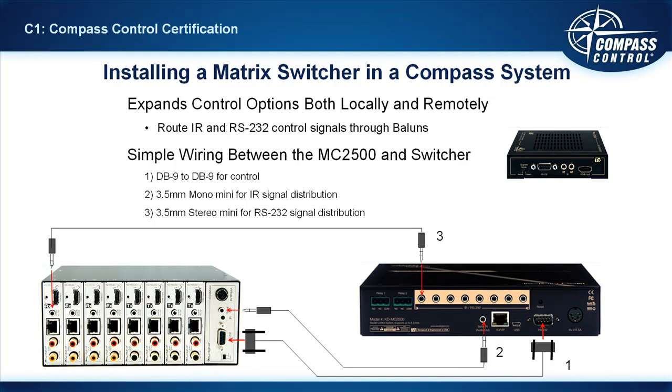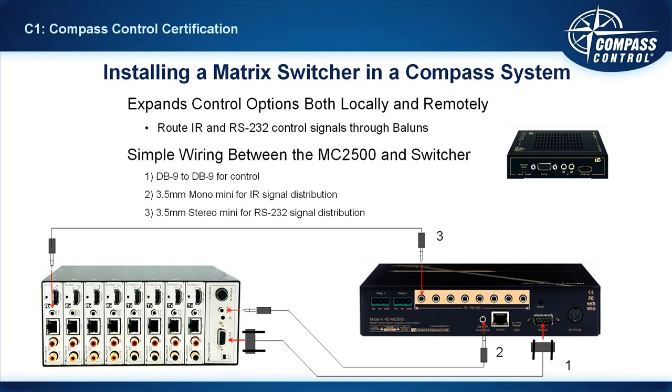If you want to expand your system in order to offer video distribution using one of our Key Digital matrix switchers, you also, as an added benefit, get the ability to expand your control options. Not only within the system rack itself, locally to the system, but also remotely in any room that you're distributing video to. You can route bidirectional IR and two-way RS-232 control signals through the matrix switcher to one of the baluns in the remote location.